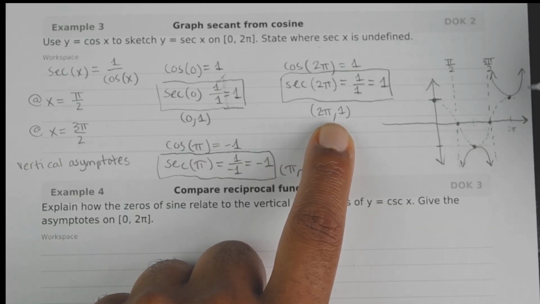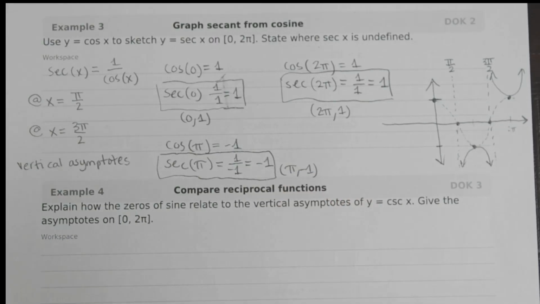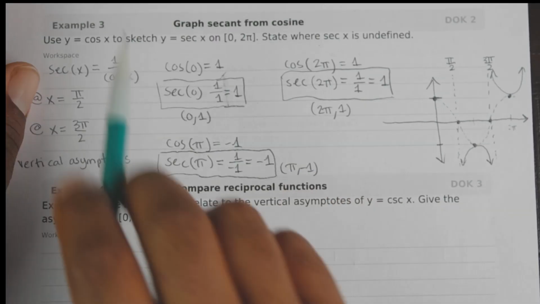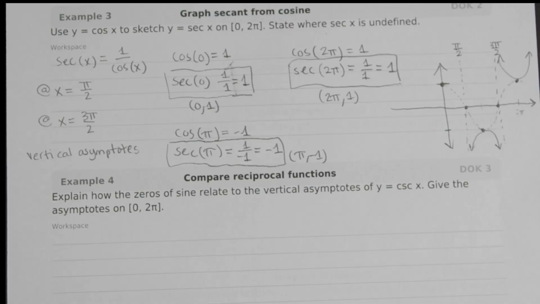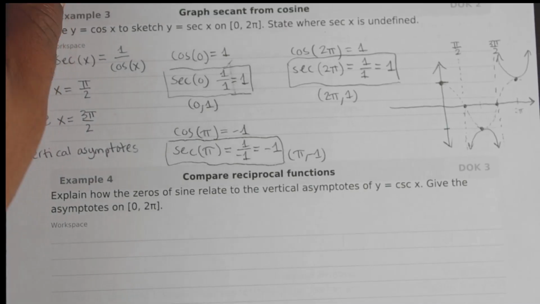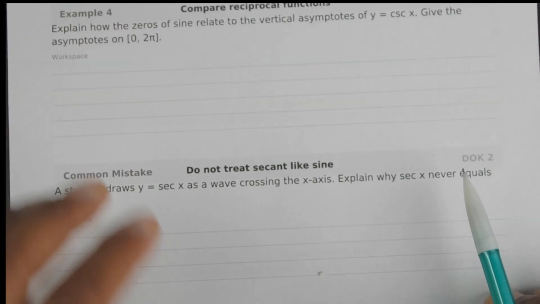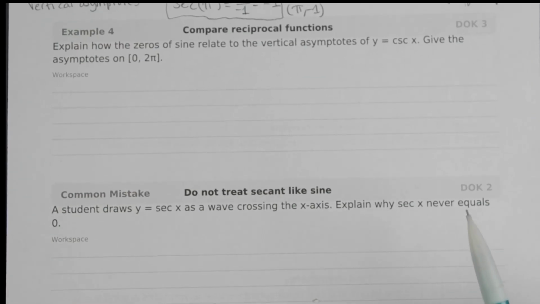If we were to sketch it, it would look like that right there. Okay, and again, that's the reciprocal of cosine x, which is secant x. All right, let's continue. There's more that can be said there, obviously. Okay, so example number 4.